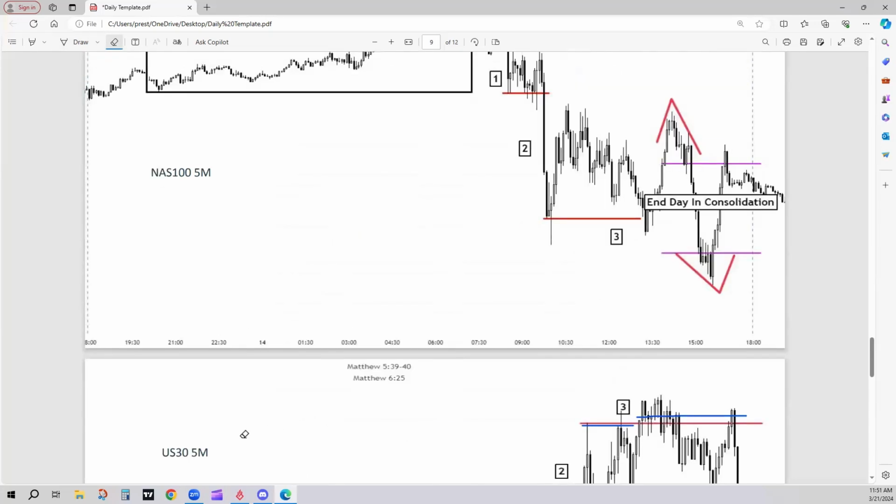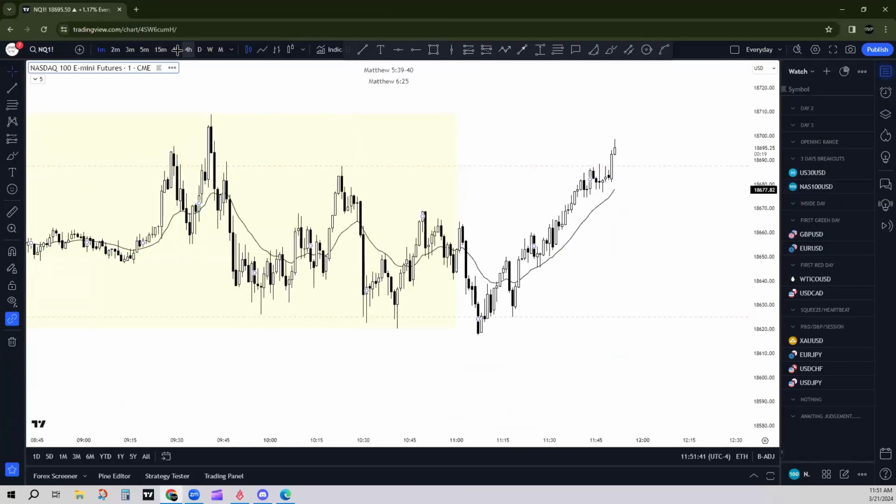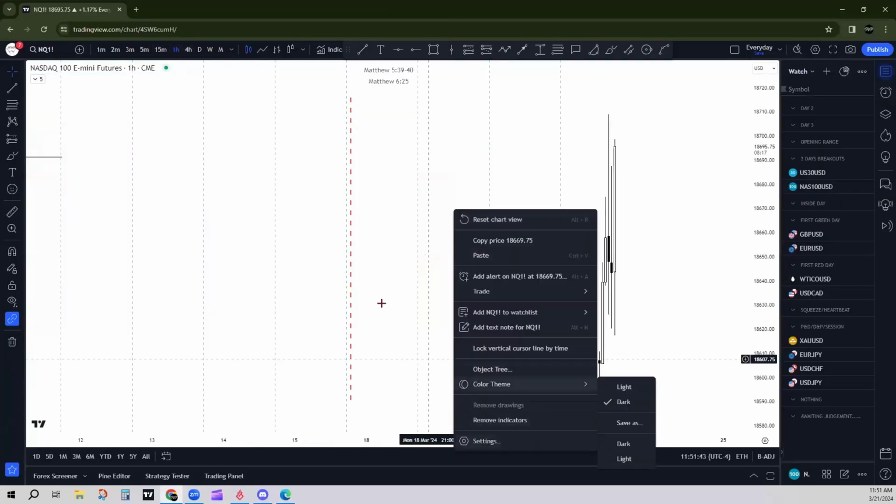Okay, let's see if we can pull up some actual charts here. Yeah, get this up there. Let's see if we can walk through some templates here, which you're probably going to see some of the ones that we just looked at.